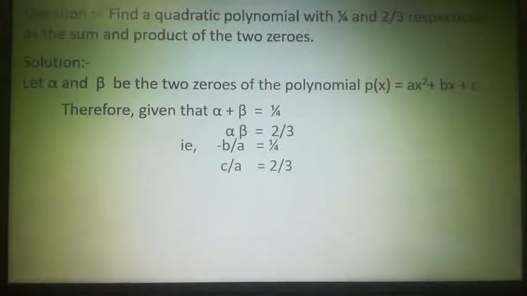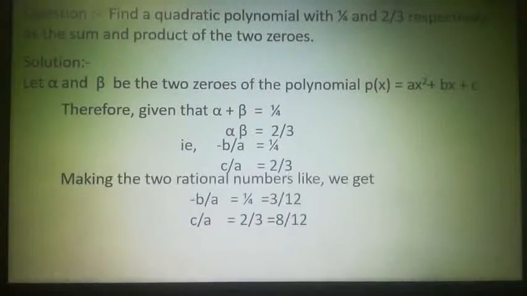So now the question reduces to making the denominators of these two values, 1 by 4 and 2 by 3, equal. You have studied in the lower class how to make 4 and 3 equal. We are going for the LCM of 4 and 3, that is 12. So make the denominator of each expression 12 by multiplying by the same constant.